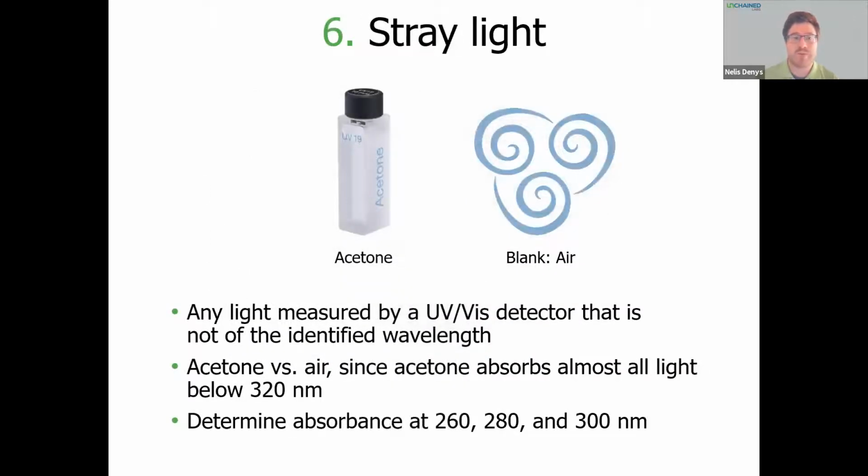And as a final pharmacopoeia test, stray light is any light measured by a UV-Vis detector that is not of the identified wavelength. Stray light tends to have the biggest influence in the UV range, which is also the most important range for nucleic acid and protein quantification. Lunatic maximizes linearity by minimizing the influence of common sources of stray light, like internal reflections and second-order diffraction. Acetone is used since it absorbs almost all light below 320 nanometers. So if any light is detected, then it's known to be stray light.